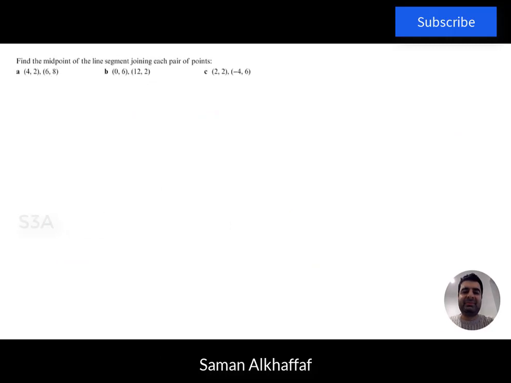In this example, we are asked to find the midpoint of the line segment joining each pair of points. So we have the first pair of points (4, 2) and (6, 8). So we have x1, y1, x2, y2. So we have the center (x, y).